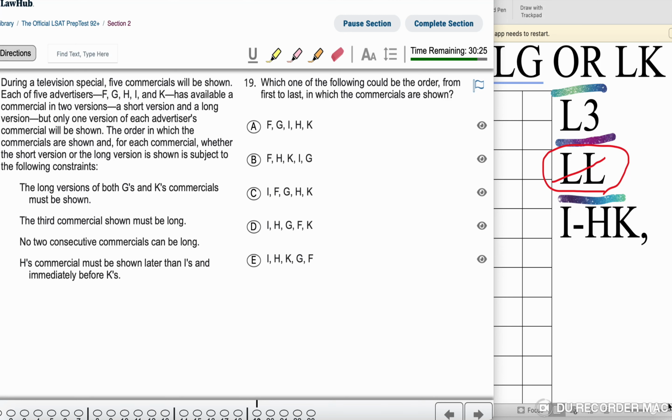During a television special, 5 commercials will be shown. Each of 5 advertisers, F, G, H, I, and K, has available a commercial in 2 versions, a short version and a long version, but only one version of each advertiser's commercial will be shown. The order in which the commercials are shown and for each commercial, whether the short version or the long version is shown, is subject to the following constraints.